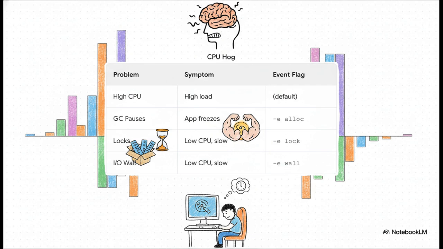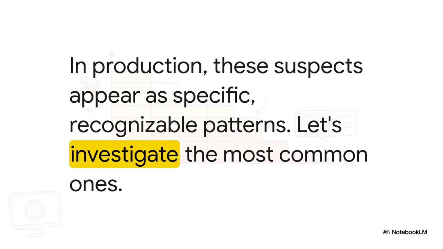Your threads are basically tripping over each other, all trying to grab the same resource at the same time. And finally, IO wait. This one's sneaky. Your app isn't even working. It's just sitting there, waiting. Each of these has its own telltale sign, and you need a specific profiler flag to catch him in the act.